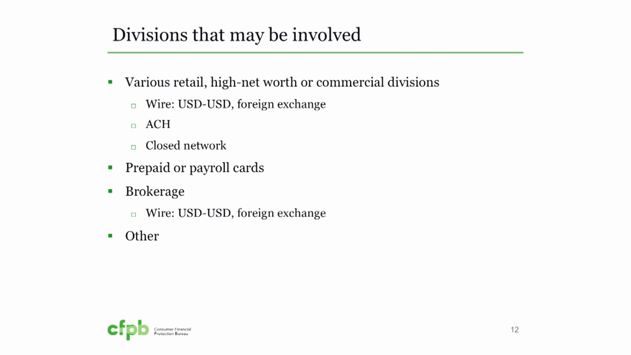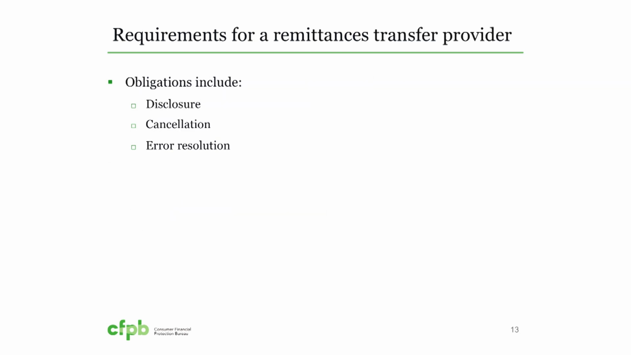or not you fall within the rule's safe harbor, you should be thinking about the various places where remittance transfers might be sent across your business. For example, large institutions may have various retail, high net worth, or commercial divisions that send wires either from US dollar to US dollar or that involve a foreign exchange. You may also use international ACH or have certain closed network methods of sending funds abroad. The way in which you issue or send prepaid cards or payroll cards may also be covered by the rule. In addition, brokerage institutions or brokerage divisions of a larger institution may also send wires or other transfers that are covered by the rule.